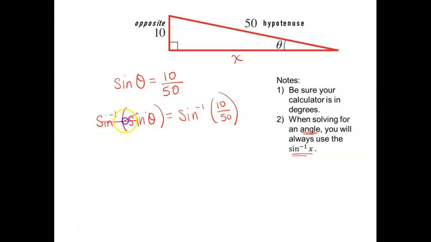So these are going to cancel, and I'm going to end up with theta equals, and this is where I'm going to put this in my calculator. I'm going to do the inverse sine of 10 divided by 50, and I'm going to get 11.54 degrees. So just watch your directions so that you understand how many decimal places to round to. And also, like I said, be sure that you're in degree mode.